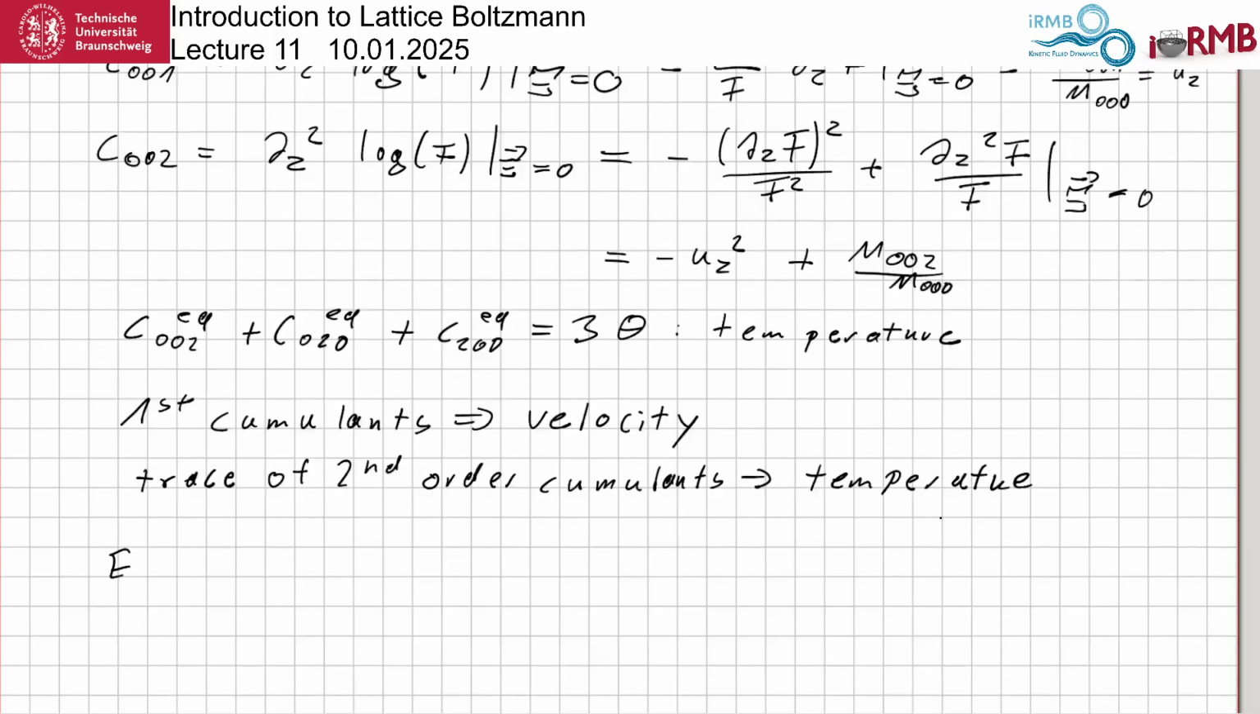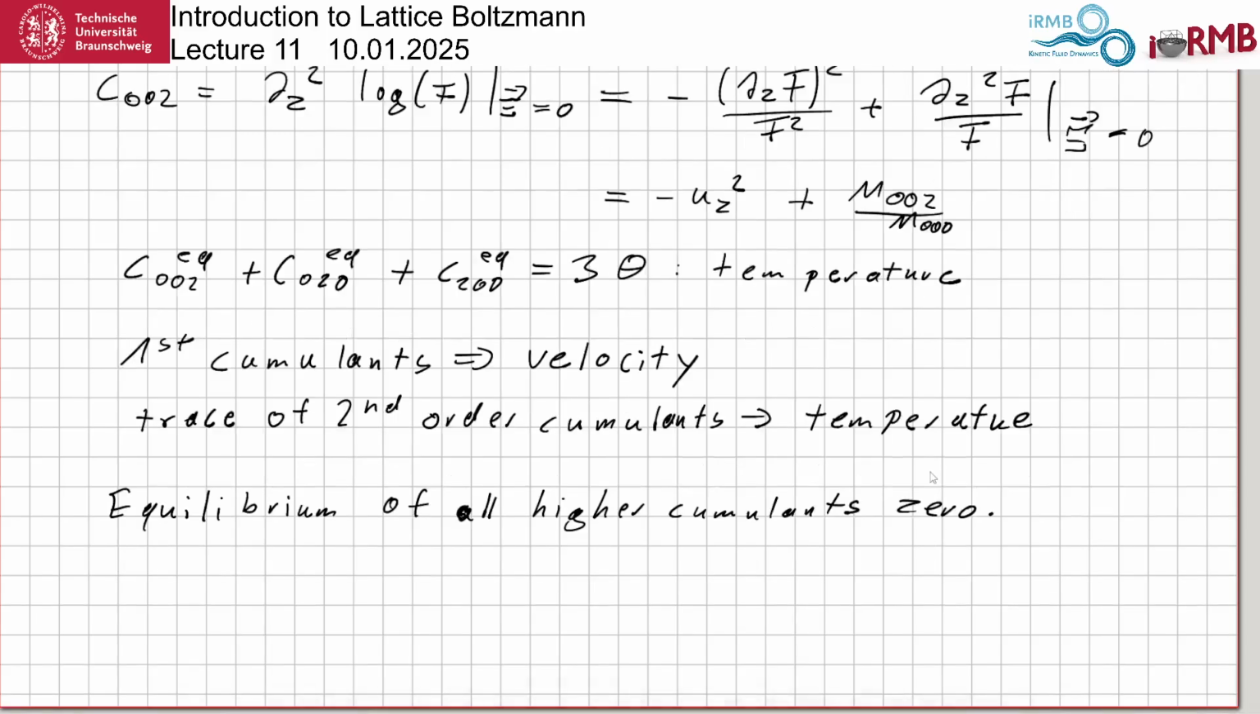The interesting thing is that the equilibrium of all the higher order cumulants, because they are not allowed to depend on anything, and because they do not depend on anything, they just vanish. So it means that the higher order cumulants are 0. All the higher order cumulants have 0 equilibrium. Could you please repeat that? Of all higher cumulants. So higher than second order.